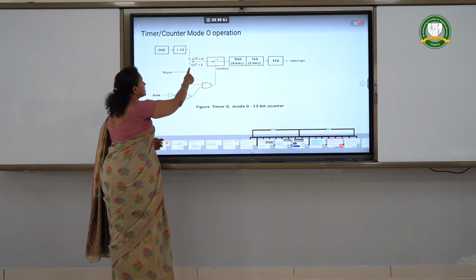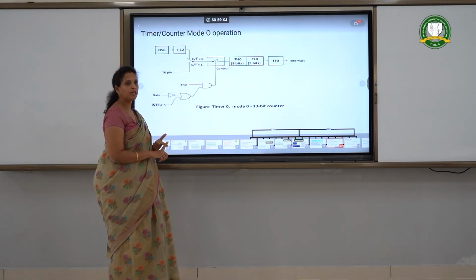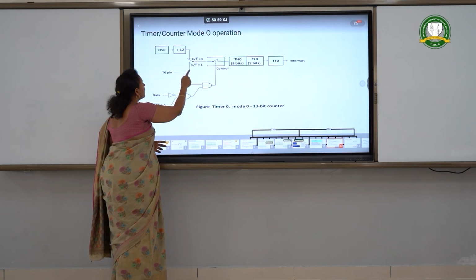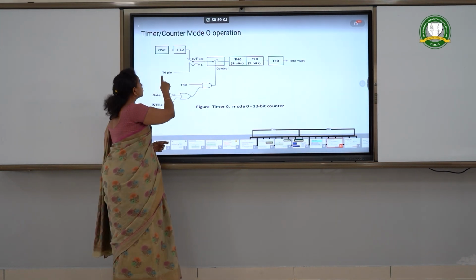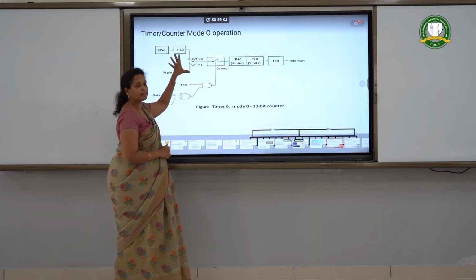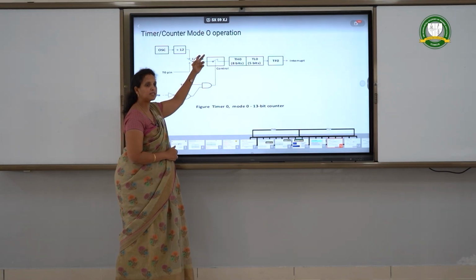So, whenever this C/T bar is 1, it means that it is working as a counter and the internal oscillator will never be the clock source. Rather, we have to connect an external clock source through the pin T0. This block indicates that whatever the frequency that we are applying, it is for timer 0 or for timer 1.